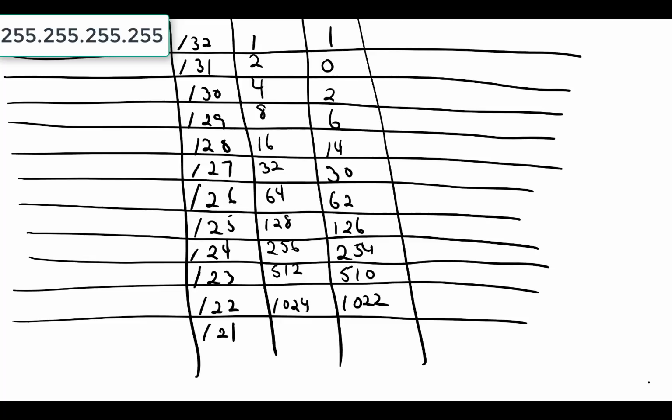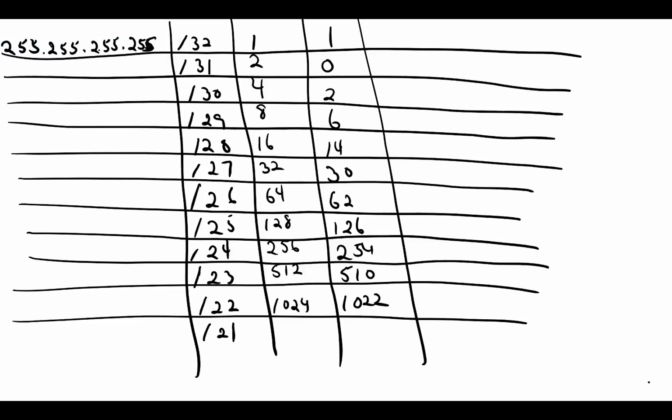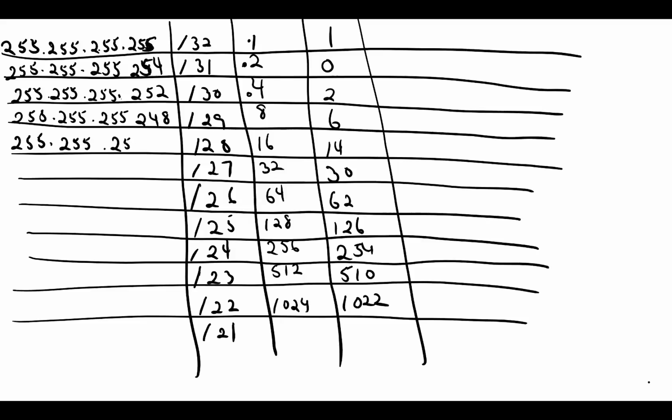255.255.255.255. Next would be 255.255.255, and then for the last octet, we subtract 1. So that's 254. Next is 255.255.255. This time we subtract 2. So that's 252. Next is 255.255.255. Next we subtract 4, 248. Next is 255.255.255, minus 8 is 240.